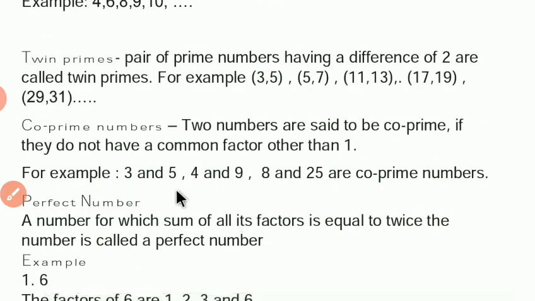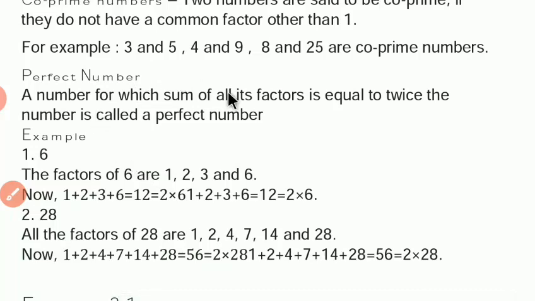Now let's see perfect numbers. A number for which the sum of its factors is equal to twice the number is called a perfect number. First we have to find the factors of the number. After that we have to add all the factors. If the answer is twice the given number, then it's known as a perfect number. For example, 6.